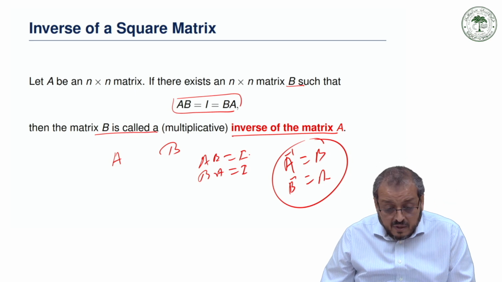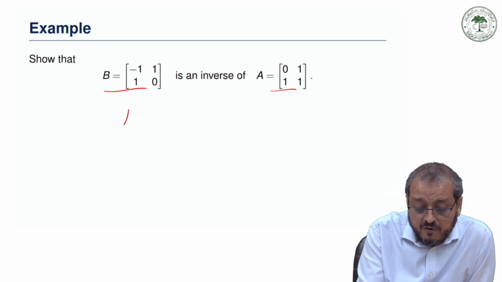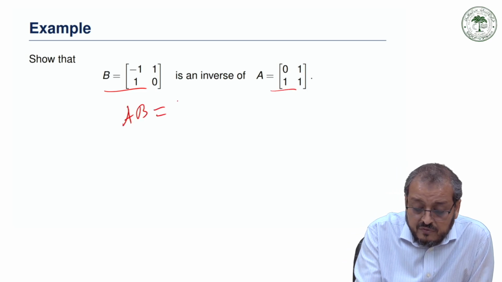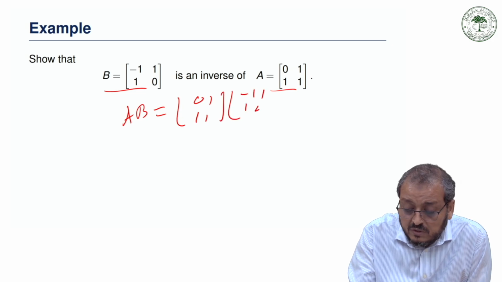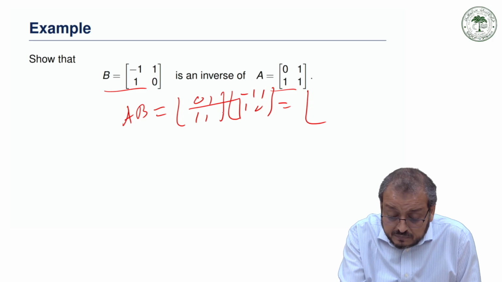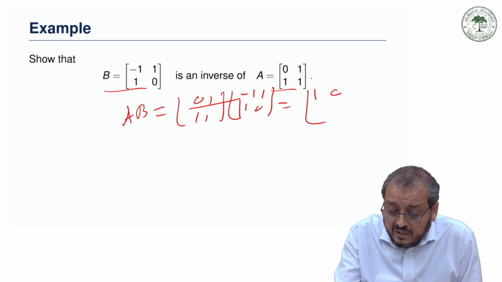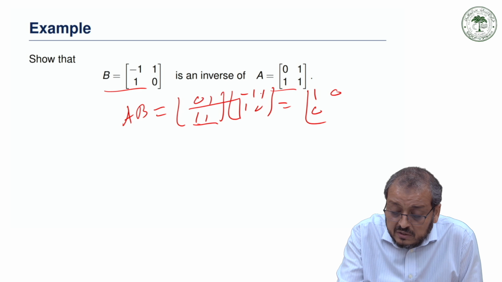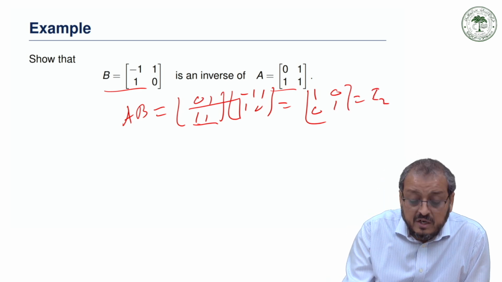For example, if we have B equal to this matrix and A equal to this matrix, we have to calculate AB. AB is equal to [0, 1; 1, 1] times [-1, 1; 1, 0]. Clearly we have 1 and then 0, and then minus 1 plus 1 is equal to 0, then this times 1 is equal to 1. So this is equal to the identity matrix I2, the 2 by 2 identity matrix.